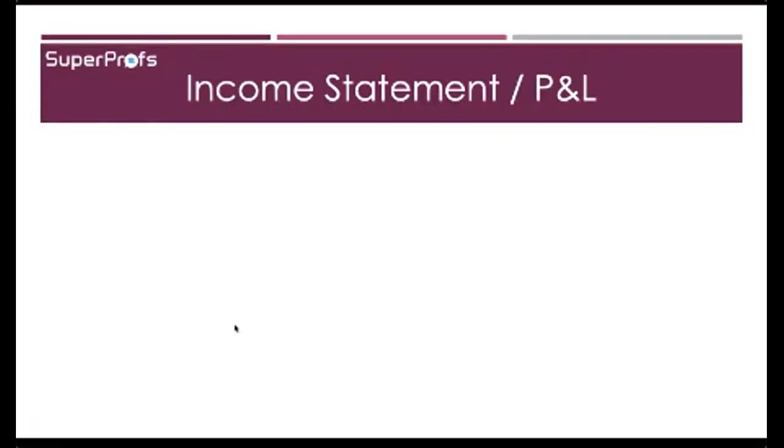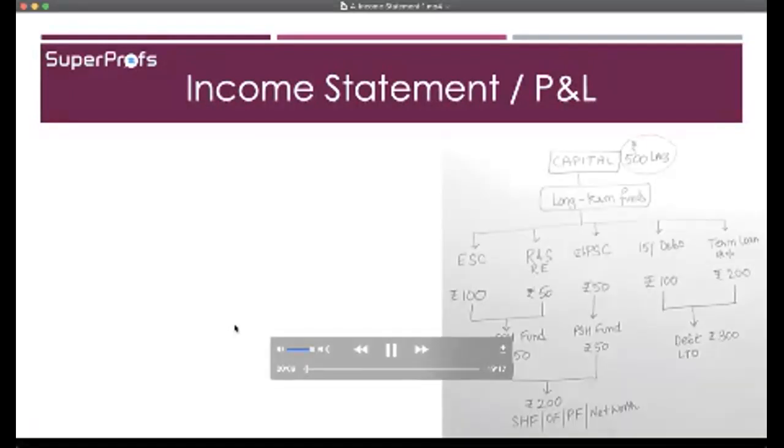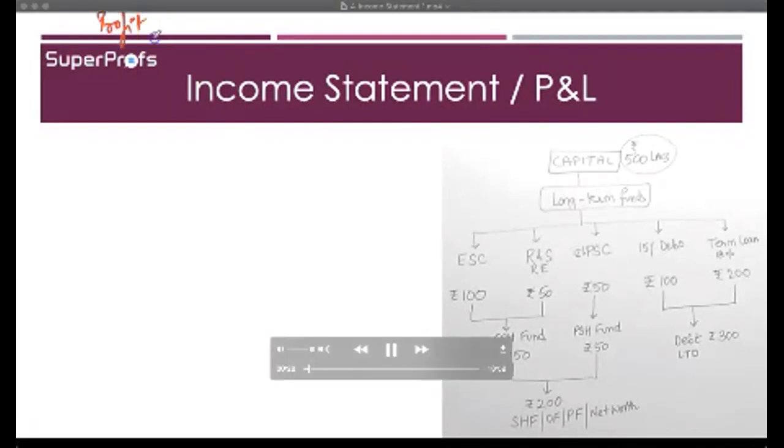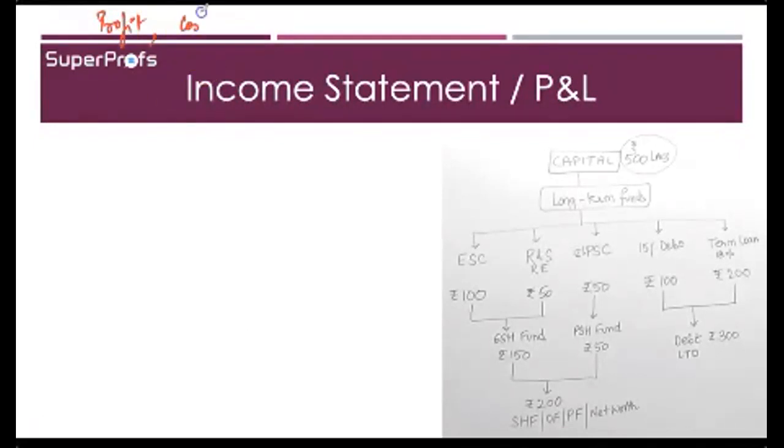Now let's study the income statement or the P&L. You remember the example that we have taken and all the numbers; I have mentioned them here. In the income statement, what we try to study is the different costs, what our profit is, and how much money there is with the firm. All these things we'll be able to determine once we complete this.